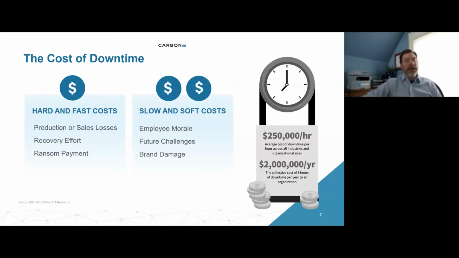The other side is the slow and soft costs. And for me, that is where things get ugly. The reason I have the dollar signs on it is to talk about things like employee morale. I was witness to a company that went through a pretty huge cryptolocker incident, and they were down for at least two to three weeks. And on employee morale, there were people in the business saying, holy, when are we going to get this back? It was just a stressful time for the organization to be down like that.